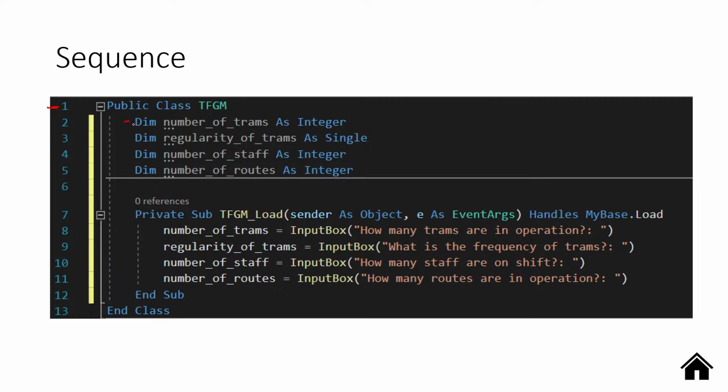Now the code will execute this line and create the variable, execute this line, create the variable, execute this line, create the variable, and execute this line and create the variable. It will go in order, one after another, in sequence.